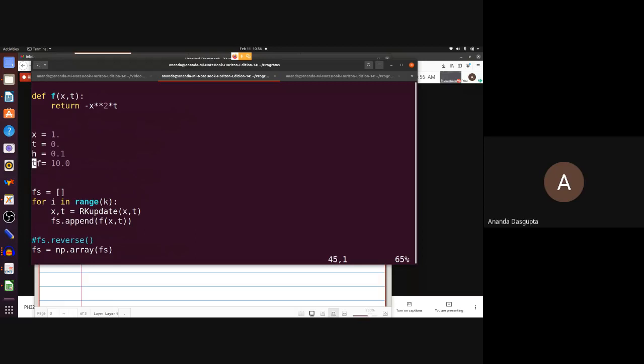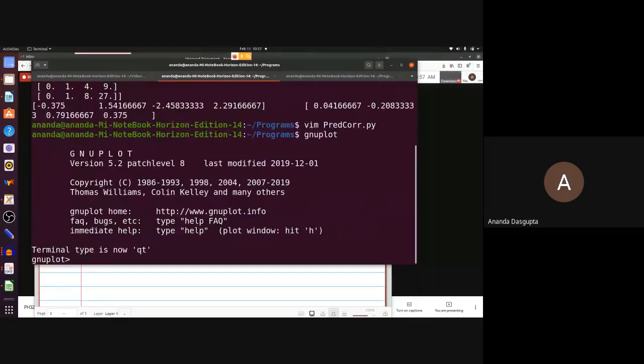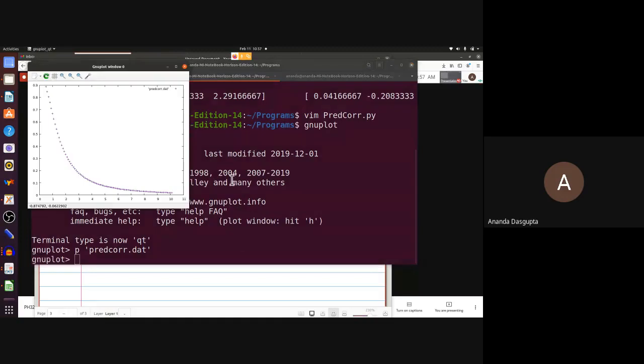H is 0.1 now. You would all agree that 0.1 is really a pretty large step size, right? Let's see how good the answer is going to be. This actually wrote the output in a file called pretcore.dat. So this is what the output looks like.